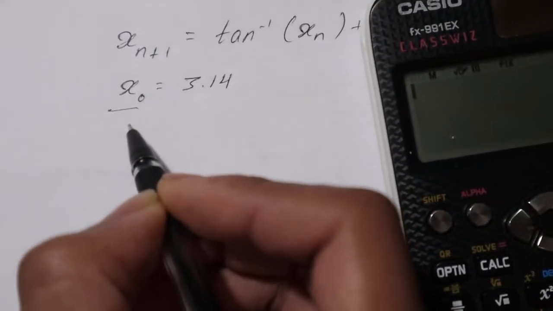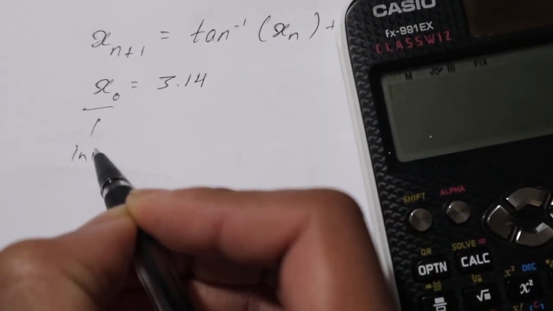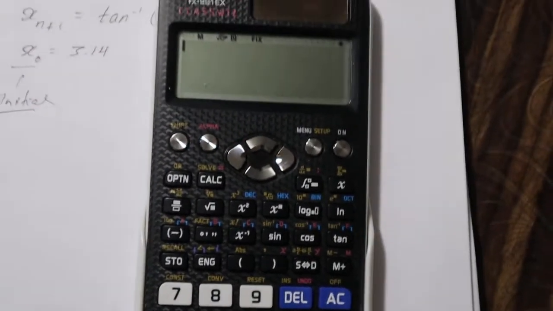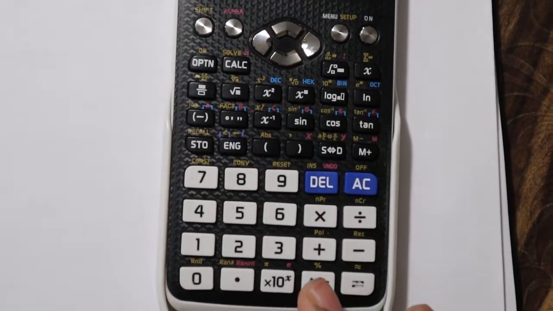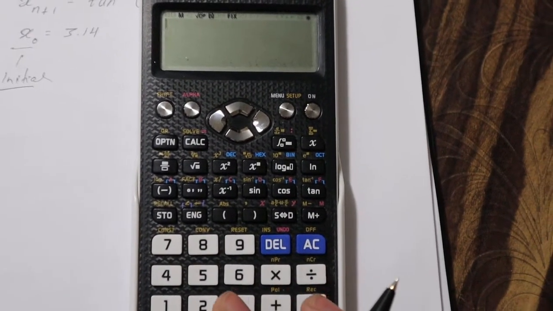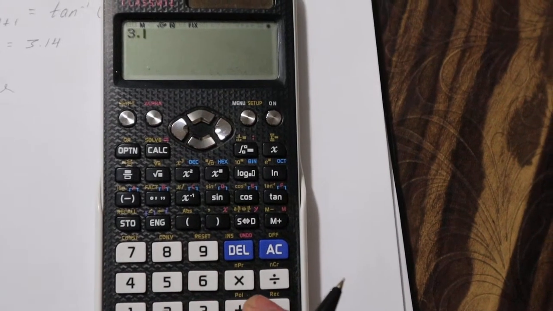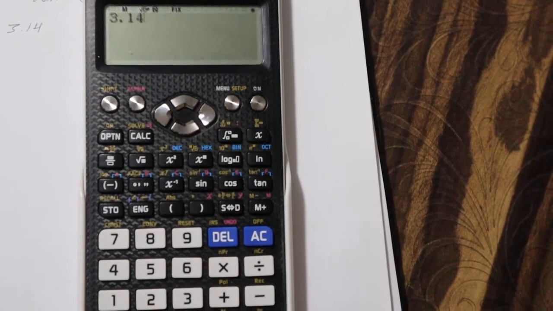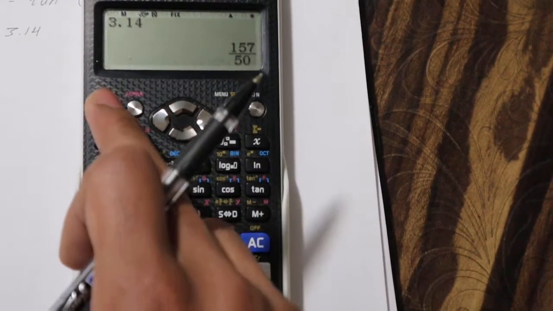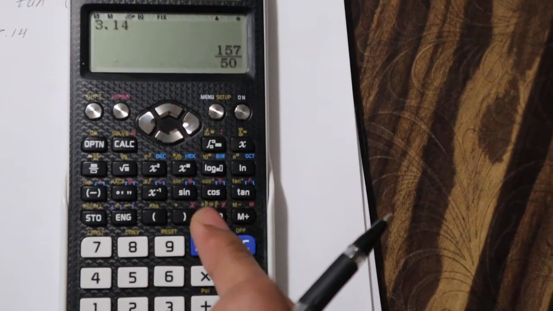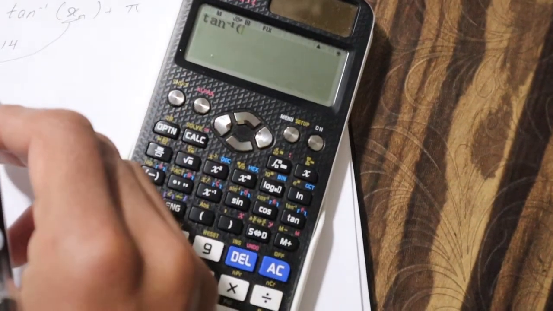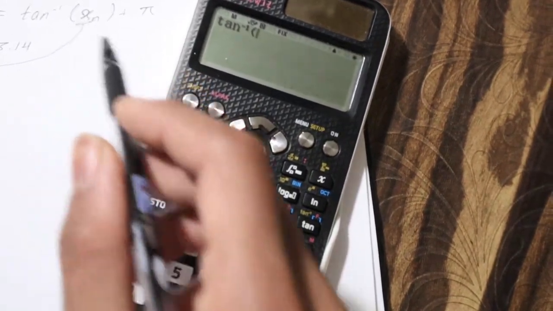So we have the initial value over here, x. This is our initial value. So in the initial we have 3.14. So what you have to do is, in the calculator, put 3.14, and then after shift you have to put the function tan inverse, and what is there x, so you have to put this value over here.